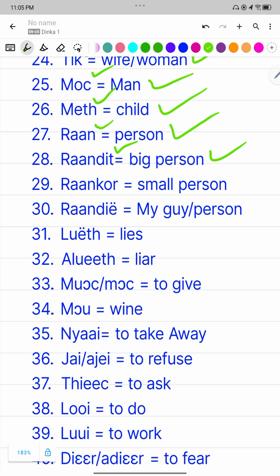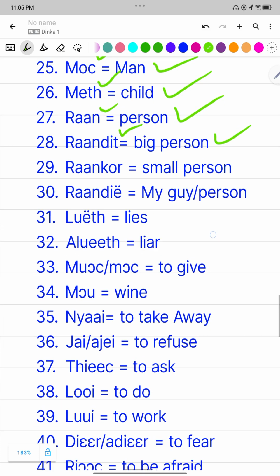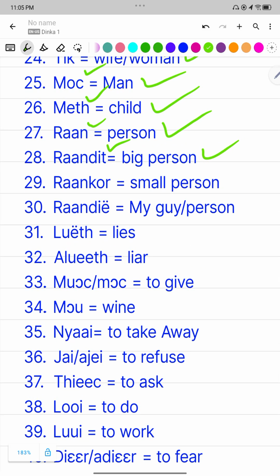Or you say akumadit. Akumadit means randit, or an official man working in the government. Randit is another way of honoring or respecting people. Rancor means small person. Randia, this word is very common in Dinka. Randia means my guy, my person, my friend.